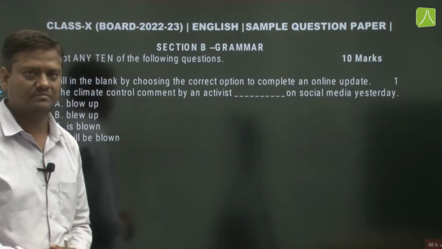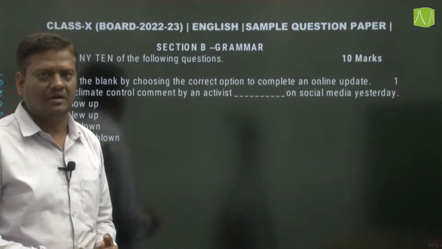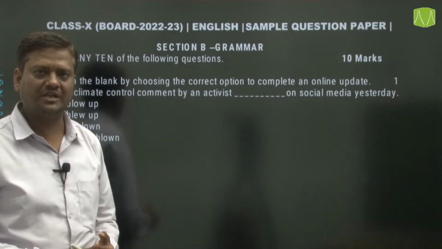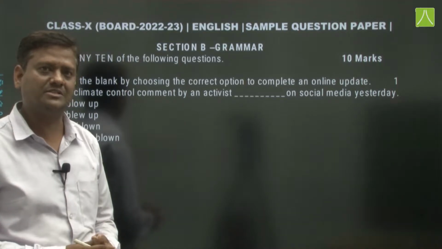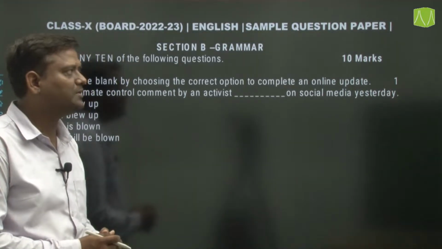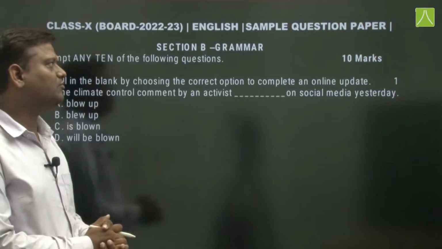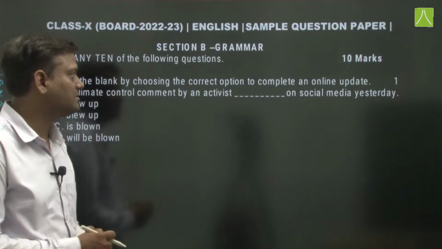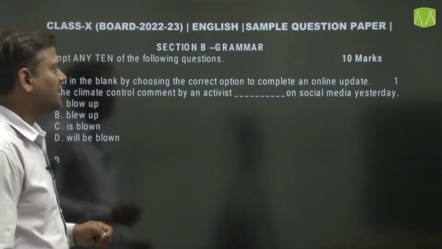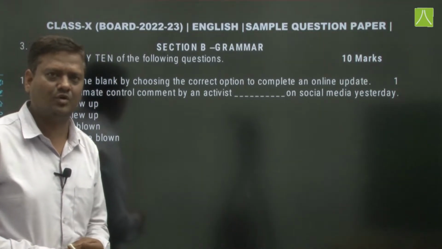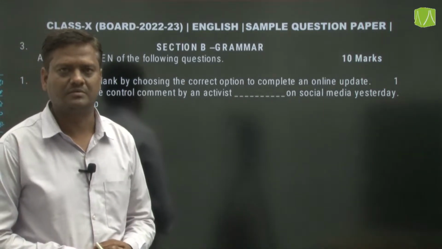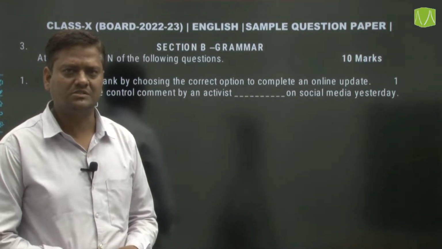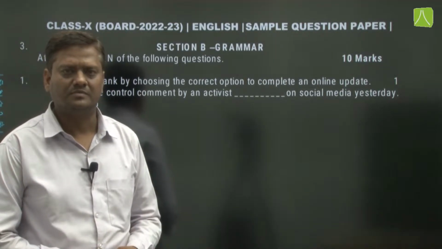Then we have grammar, which is section B, the writing section. Writing skill and grammar skill will be checked through this section. It will be of total 20 marks: 10 marks for the grammar section and 10 marks for the writing section. In the grammar section, as we know, we have 5 topics of grammar: tense, determiners, subject verb agreement, modals and reported speech.